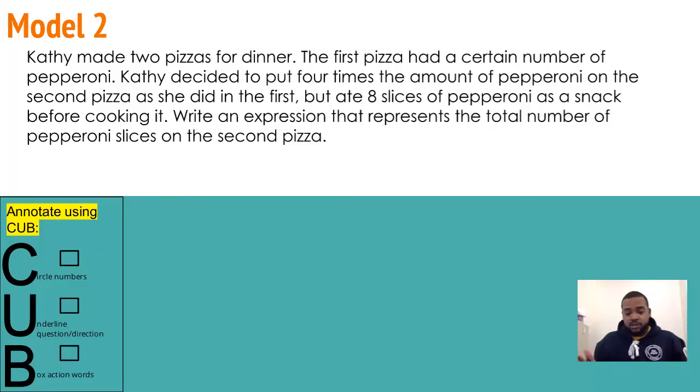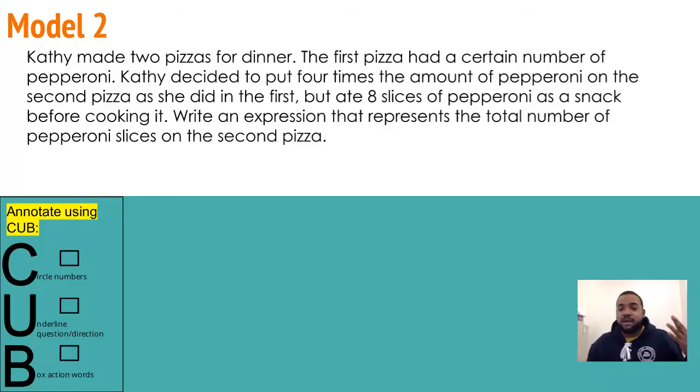The first thing I'm always going to do is just read the word problem on its own. Kathy made 2 pizzas for dinner. The first pizza had a certain number of pepperoni. Kathy decided to put 4 times the amount of pepperoni on the second pizza as she did in the first, but ate 8 slices of pepperoni as a snack before cooking it. Write an expression that represents the total number of pepperoni slices on the second pizza.